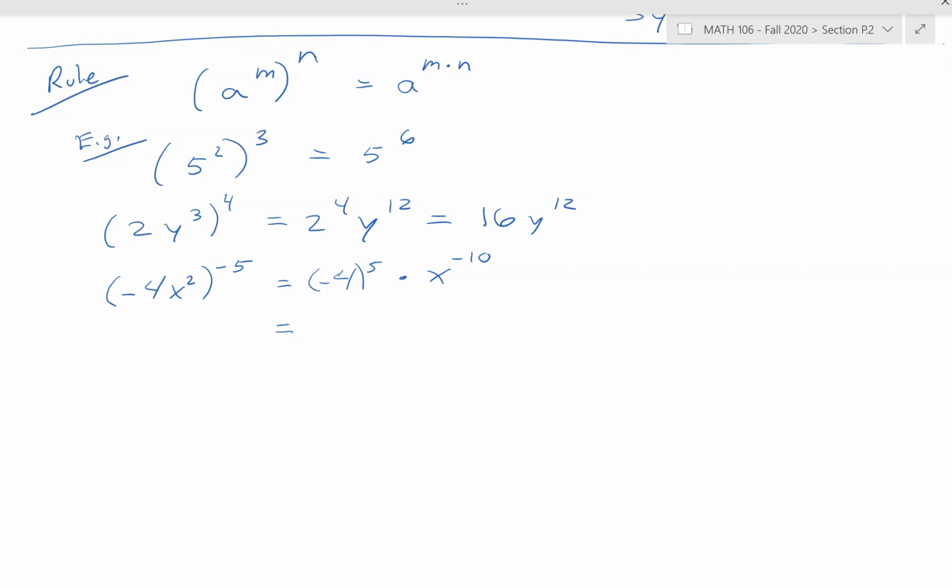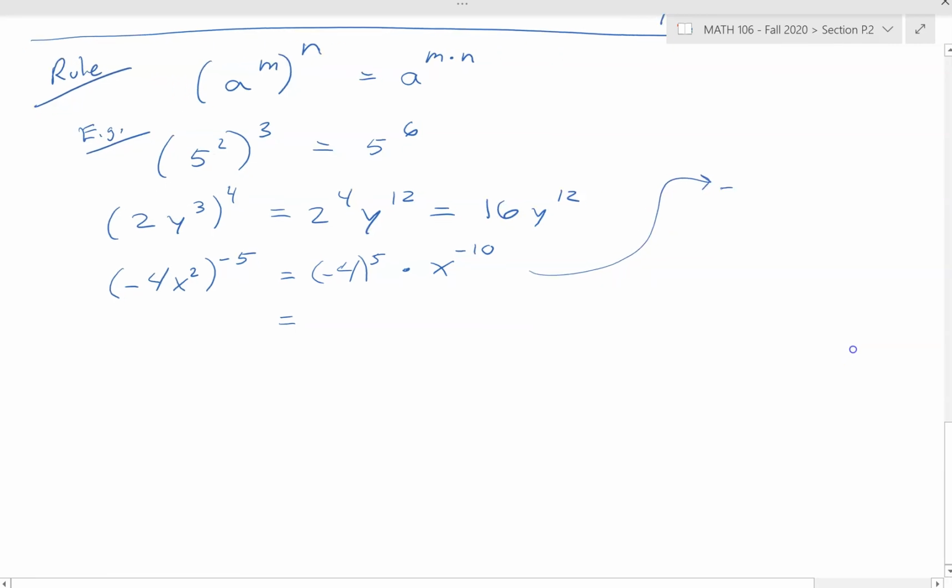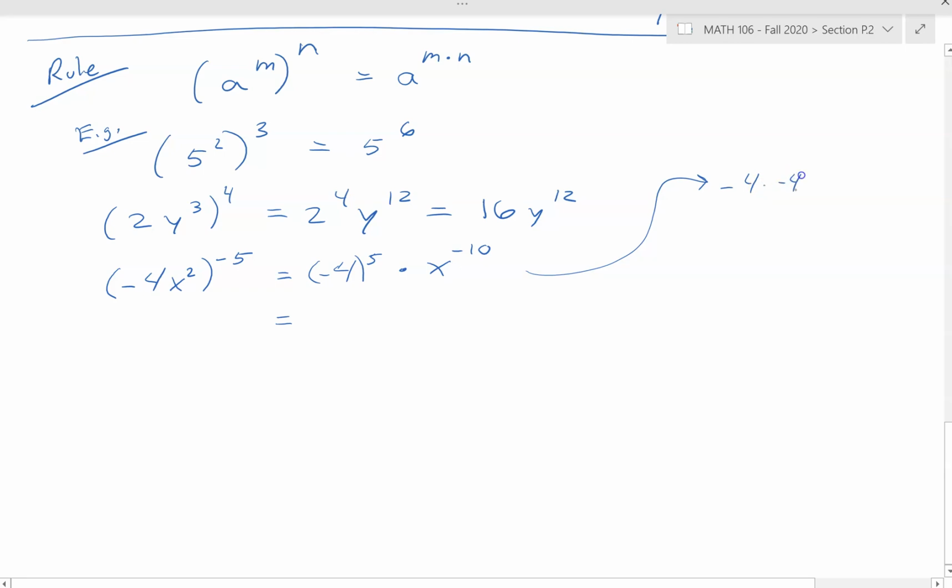And I'll just write this off to an aside here. Negative 4 to the 5th would be like this: negative 4 times negative 4 times negative 4 times negative 4 times negative 4. So when you do negative 4 times negative 4, you get 16. And then another negative 4 times negative 4 is positive 16. But do you see how there's going to be a negative sign left over? Does everyone see that? So that means when you raise a negative integer to an odd exponent, the result is still going to be negative.